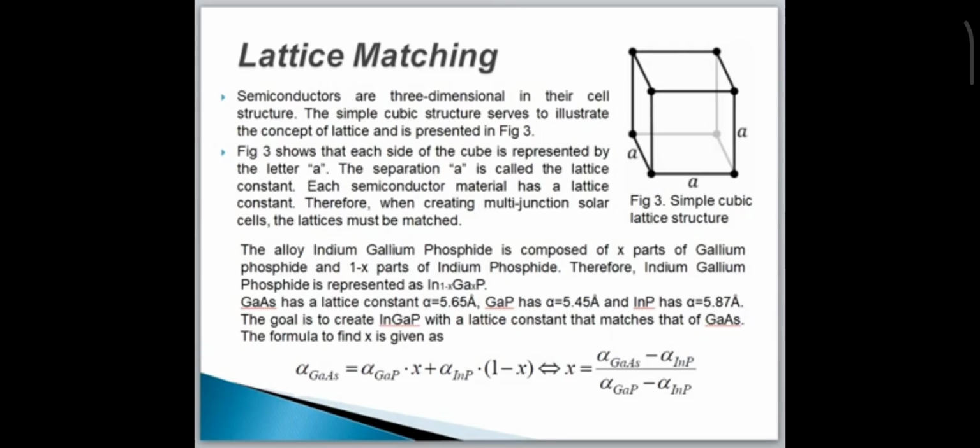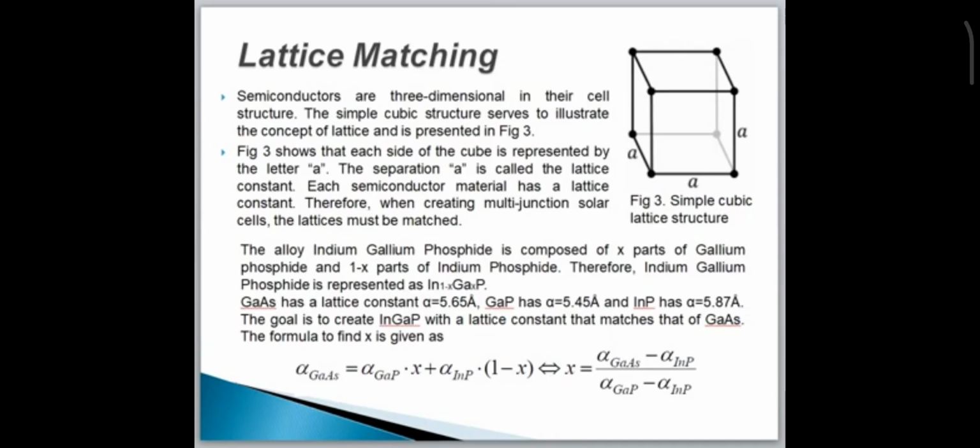The alloy indium gallium phosphide is composed of x parts of gallium phosphide and 1 minus x parts of indium phosphide. Therefore, indium gallium phosphide is represented by indium mole fraction 1 minus x, gallium mole fraction x, and the phosphide. Gallium arsenide has a lattice constant of about 5.65 angstrom, gallium phosphide has a lattice constant of about 5.45 angstrom, and indium phosphide has a lattice constant of about 5.87 angstrom.